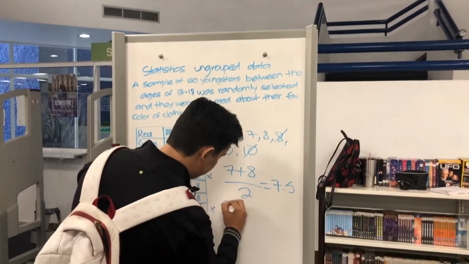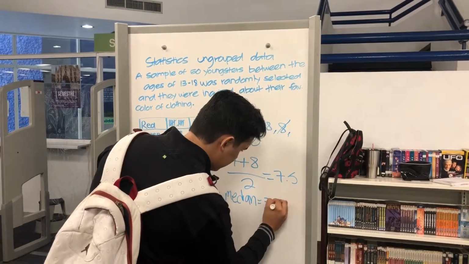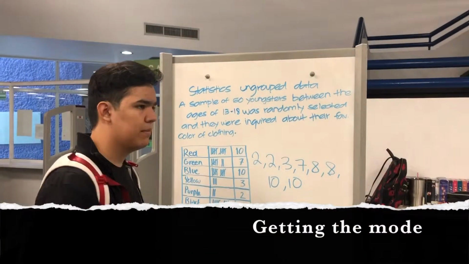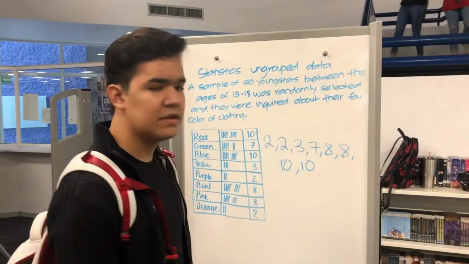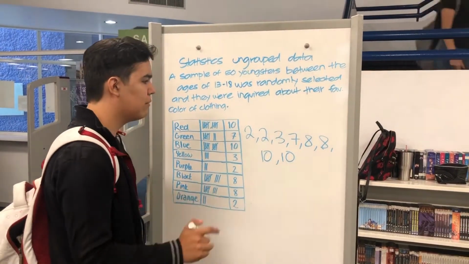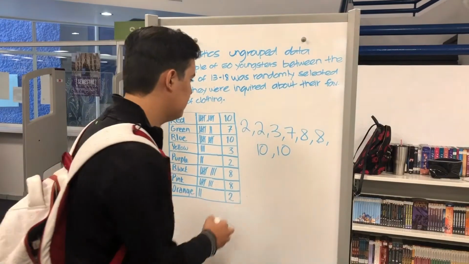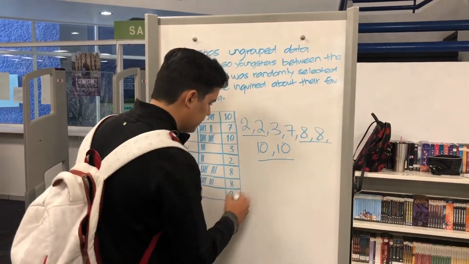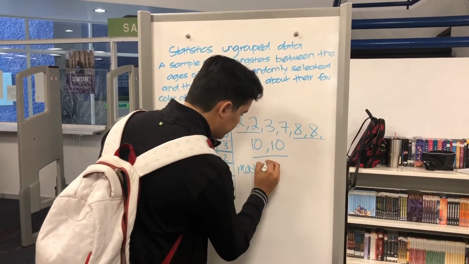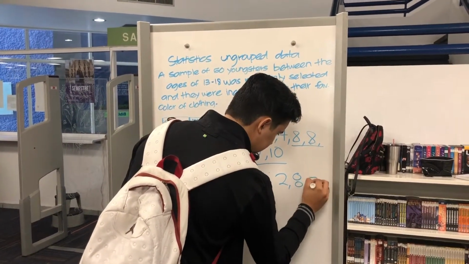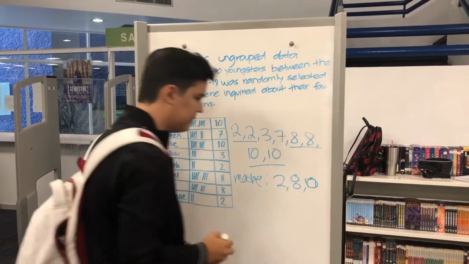So the median is 7.5. Now we need to get the mode. The mode is the number that repeats itself the most in the whole set of numbers. In this case, we have three numbers that repeat exactly the same amount, which are 2, 8, and 10. So the mode of the set of numbers is going to be 2, 8, and 10.